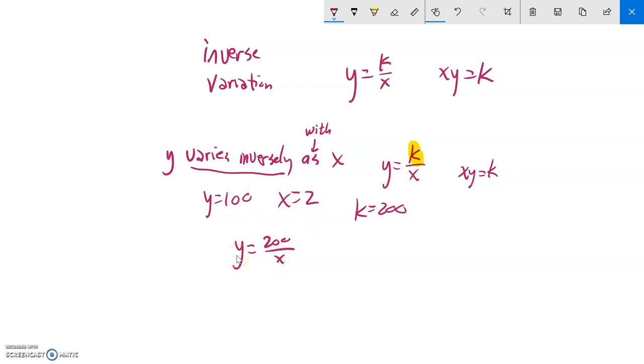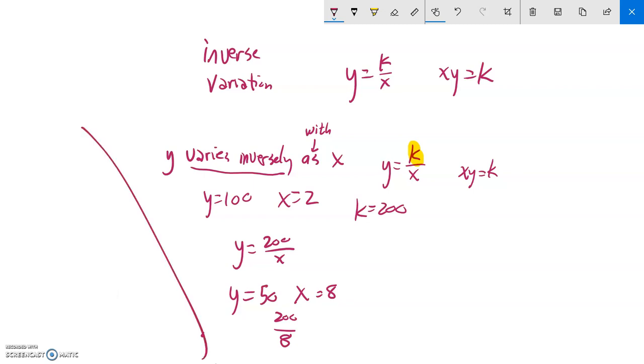That matches this model. So then I can say, well, if I have the same kind of relationship, what would y equal when x equals 8? Well, now that I've written that model, that's pretty easy for me to do. 200 divided by 8. I think that's 50. So that would be 50.